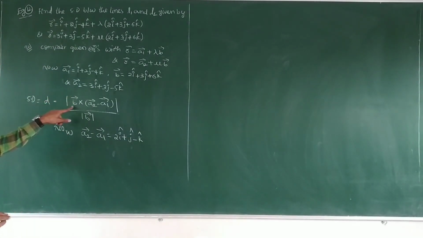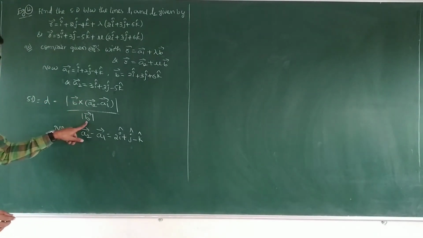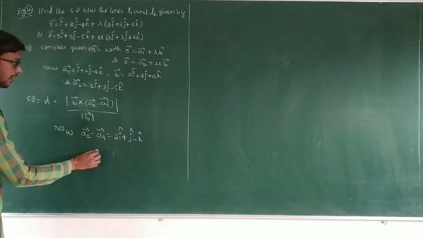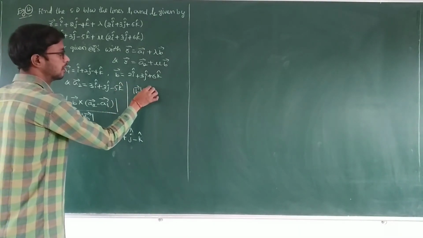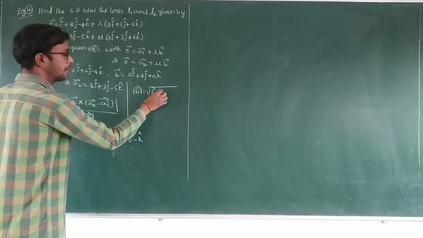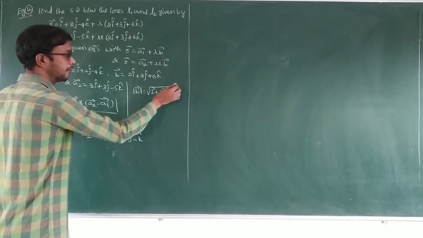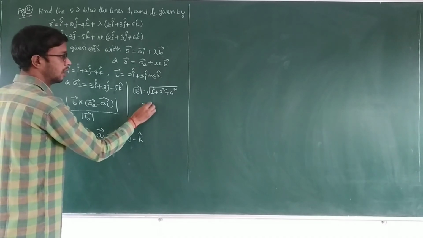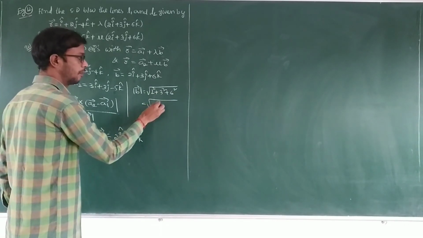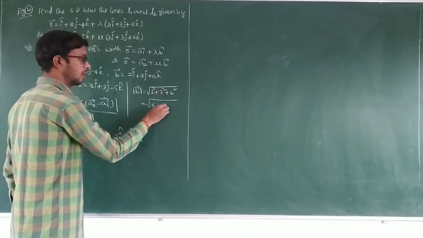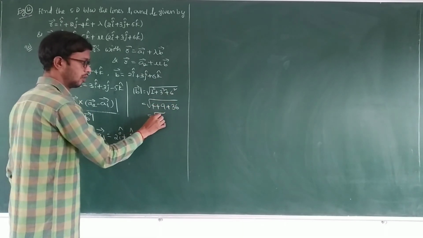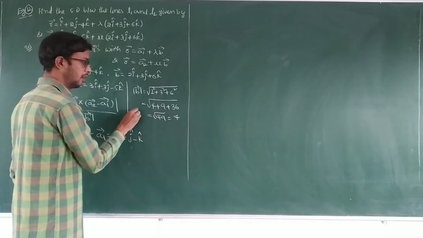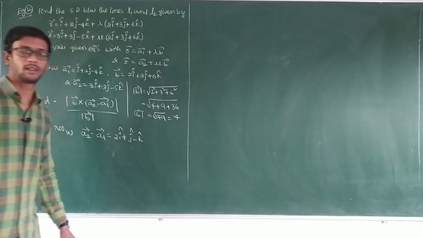Next step, we need the cross product, and we can find the magnitude of b bar. So the magnitude of b bar here we are finding. Magnitude of b bar is square root of 2 square plus 3 square plus 6 square. How much is it? 4 plus 9 plus 36, root 49. Magnitude of b bar is 7.